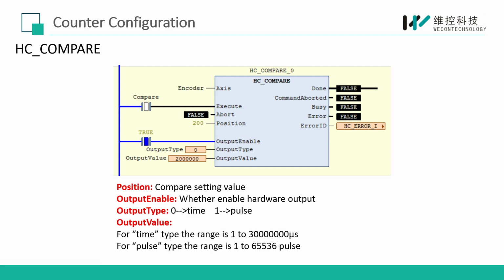And also we can use pulse. For example, we set it as 1 and the pulse range we set it as 1000. It means when the counting value achieves the compare value, the terminal will begin to output, and until the counter receives another 1000 pulses, the output terminal will turn off. So these are two different output types.